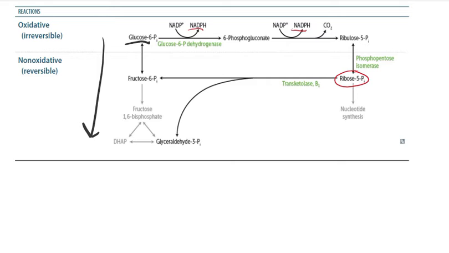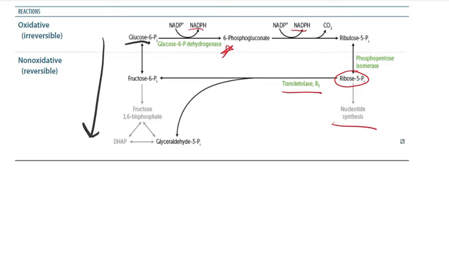Additionally, we should pay attention to the enzyme transketolase, which requires a cofactor of B1. And this enzyme catalyzes the conversion of ribose 5-phosphate into fructose 6-phosphate and glyceraldehyde 3-phosphate. The reason why this enzyme is important is because patients with glucose 6-phosphate dehydrogenase deficiency can still produce ribose 5-phosphate from fructose 6-phosphate even if they're deficient in this enzyme. And ribose 5-phosphate is incredibly important because it's involved in nucleotide synthesis.